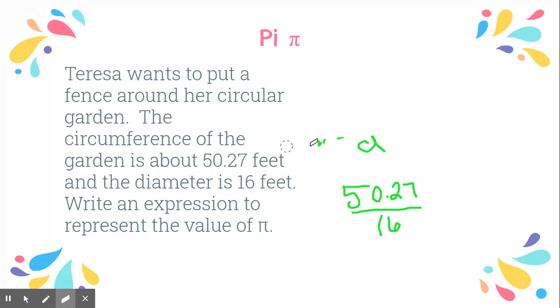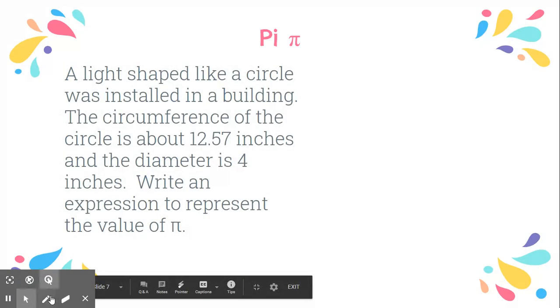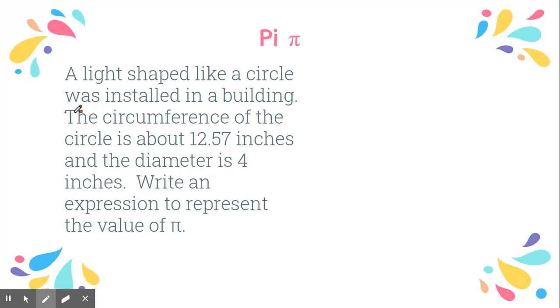Okay, so let's do one more question. Okay, and we're going to look at it again. A light shaped like a circle was installed in a building. The circumference of the circle is about 12.57 inches. So circumference, 12.57. And the diameter is 4 inches. Write an expression to represent the value of pi.